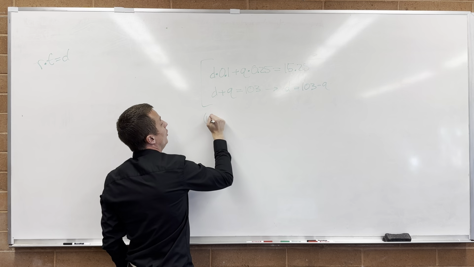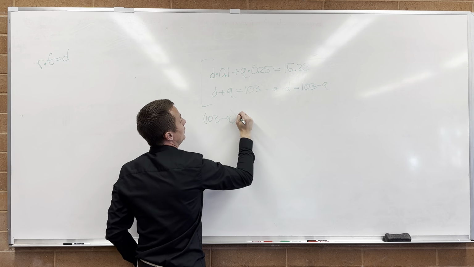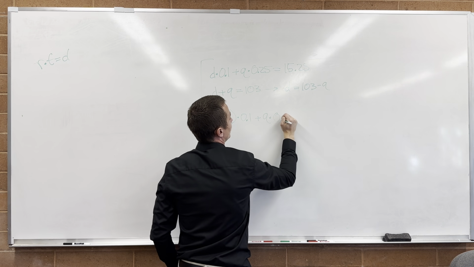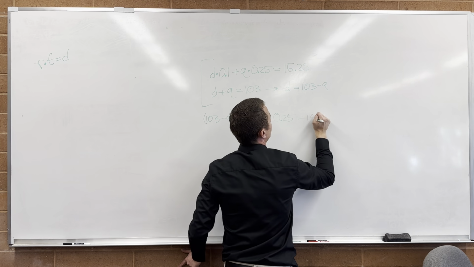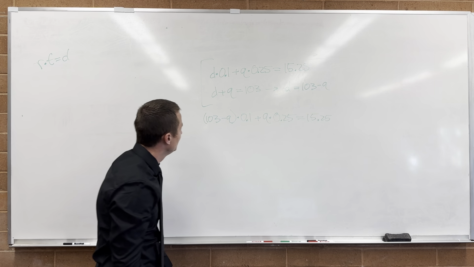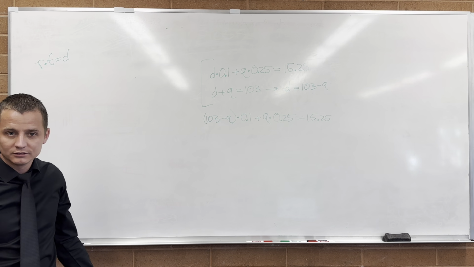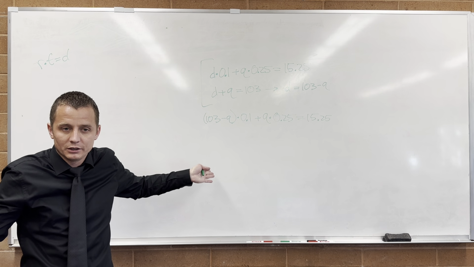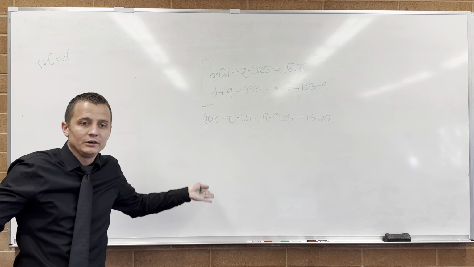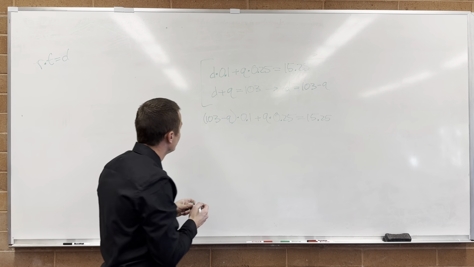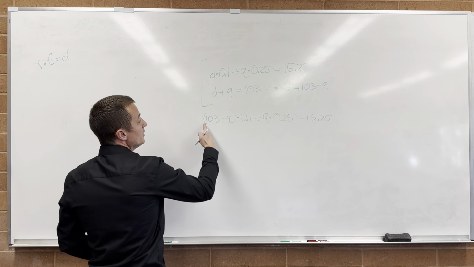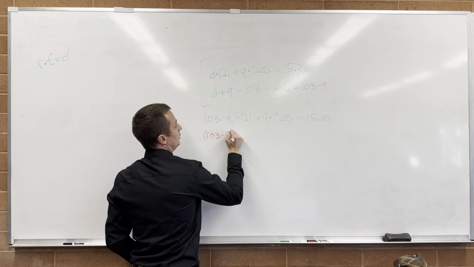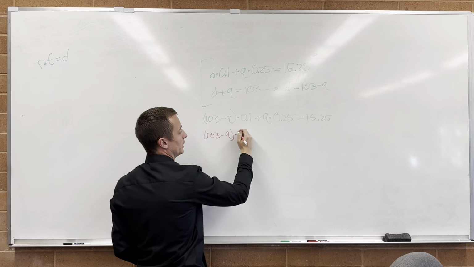So 103 minus Q times 0.1 plus Q times 0.25 is equal to 15.25. I think you guys didn't like working with the decimals, right? So I'm going to multiply both sides of the equation by 100. What I do to one side, I can do to the other. This marker's kind of dying on me. Let's try out the red. So multiplying both sides by 100, this will be 103 minus Q, and rather than times 0.1, we're going to multiply it by 10.